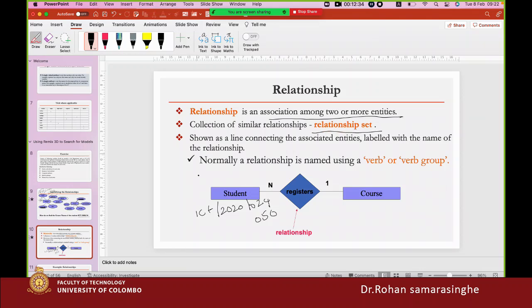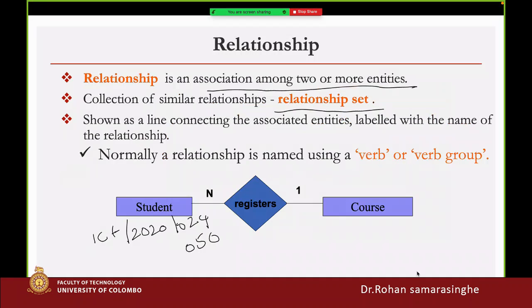So the relation now you can see shown as a line connecting the associated entities, labeled with the name of the relationship, so that using this diamond you can write the relationship name. Normally the relationship is the verb or verb group. As I told you before, the attribute is the noun or noun phrase, but the relationship is the verb, register.